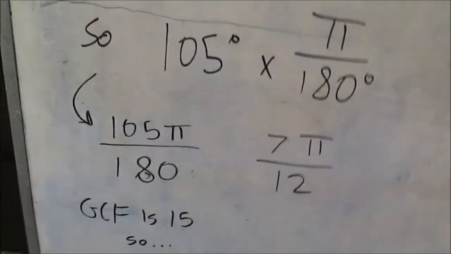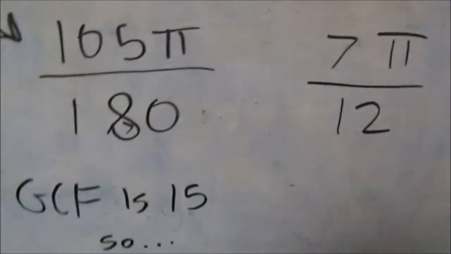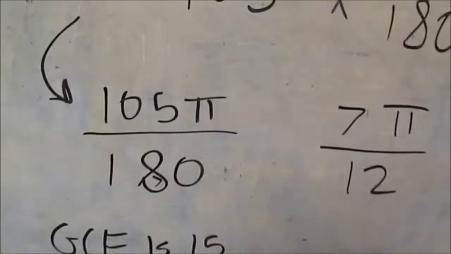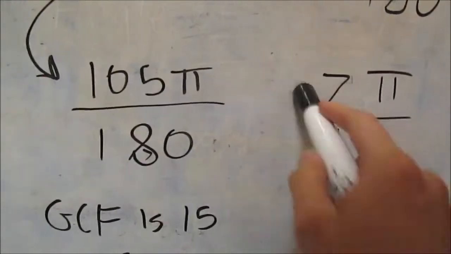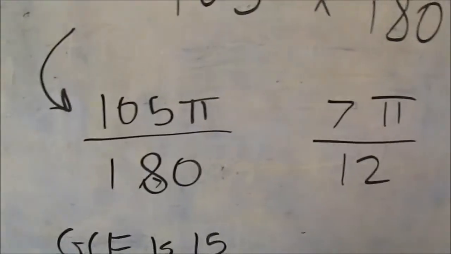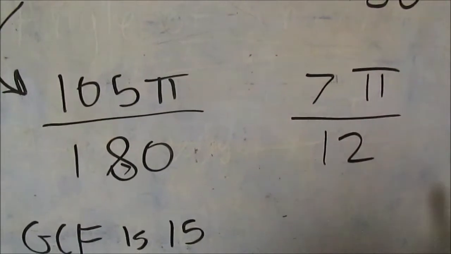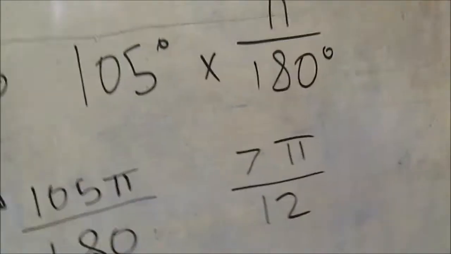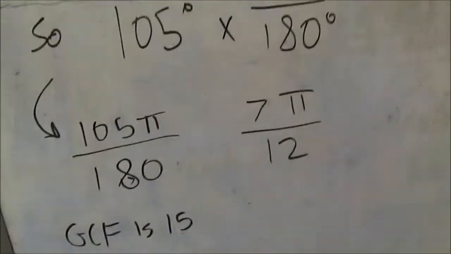So what you can do is you can look for the greatest common factor, and the greatest common factor between 105 and 180 is 15. So divide both of those by 15, you find you end up with 7 over 12, and 7 over 12 cannot be divided any further in any reasonable way, so your answer is 7 pi over 12. And that is a measure in radians. You've now gotten all the way from 105 to radians.